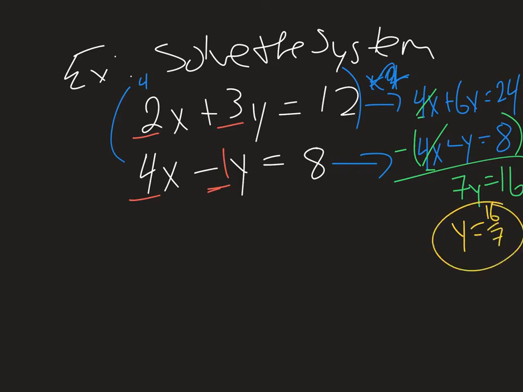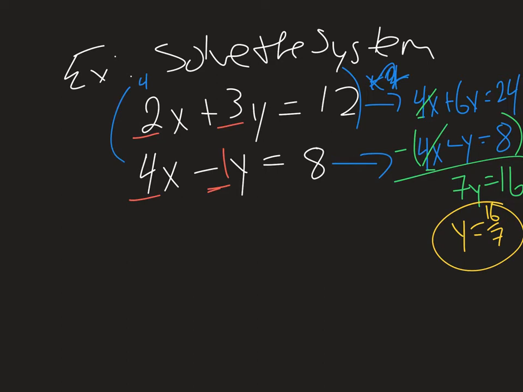Now, I do have a choice here. I can plug this y back in and solve for x. I could do that, but I'm going to have to deal with fractions if I do so, so that'll be a little bit tough. The other option is that I could eliminate the other variable. So I eliminated the x.